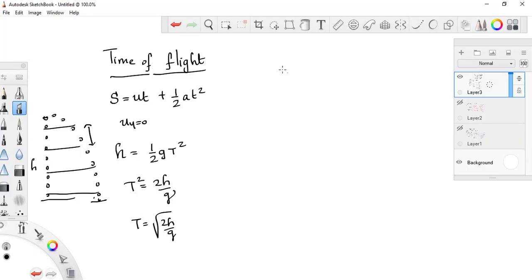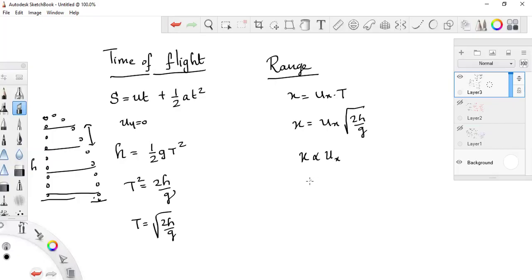And if you want to find the range of the projectile, range is x, which is ux into time of flight t. So x becomes ux into root of 2h by g. x is for the horizontal component. So it's very clear that the range is directly proportional to the initial velocity and inversely proportional to the root of the acceleration due to gravity.